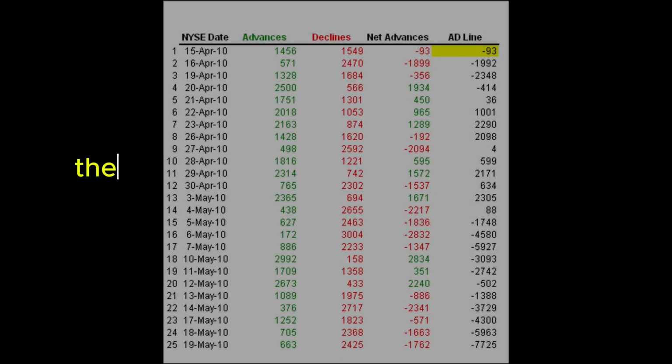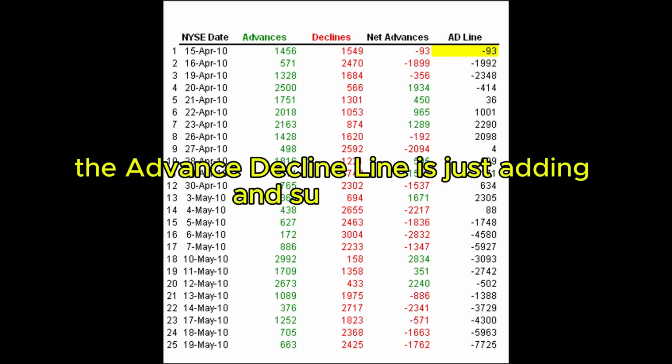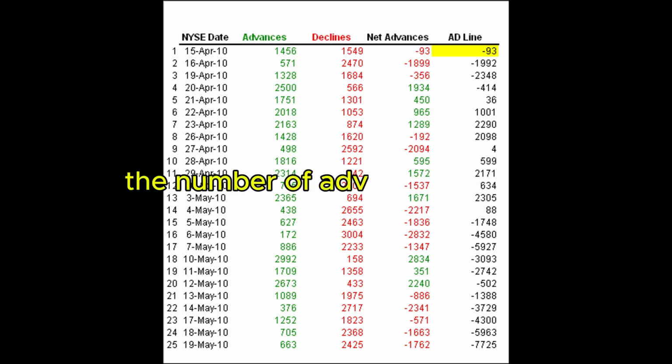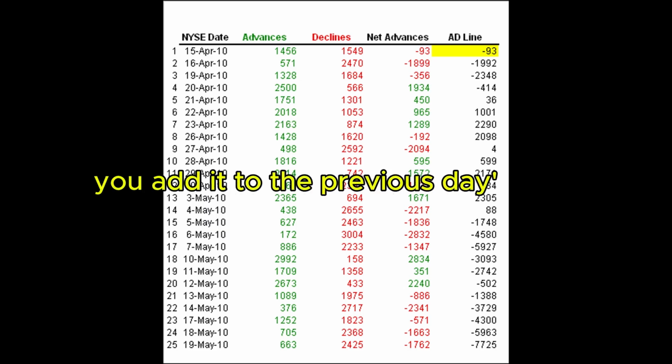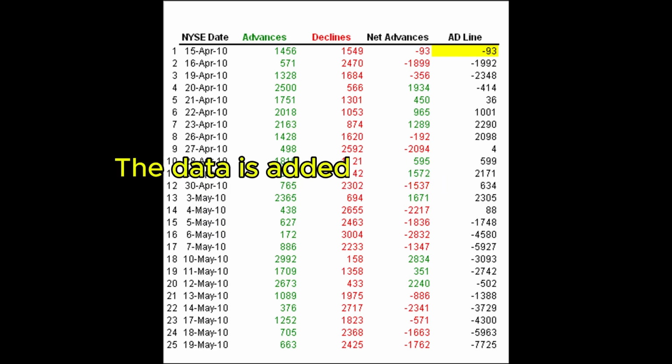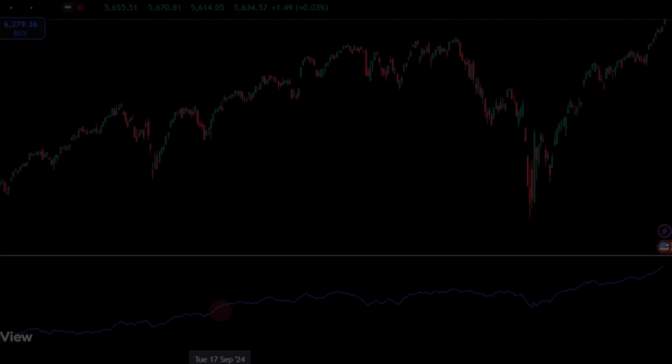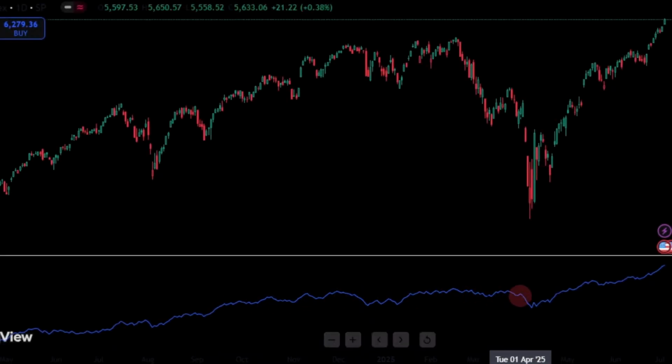The first piece of internal market data we're going to look at is called the advance decline line. In simple terms, the advance decline line is just adding and subtracting the number of advancing stocks, which are going up, with the number of declining stocks, which are going down. Then taking that number, you add it to the previous day's data. The data is added daily to form a number, which is then plotted onto a line. Here is an example of the advance decline line.